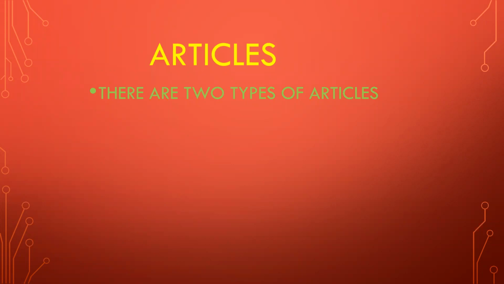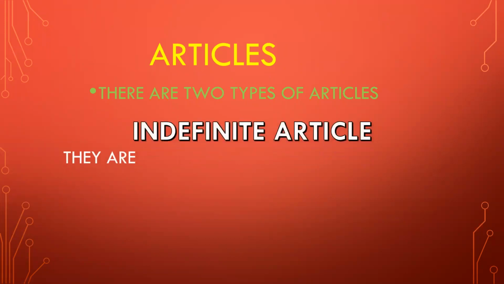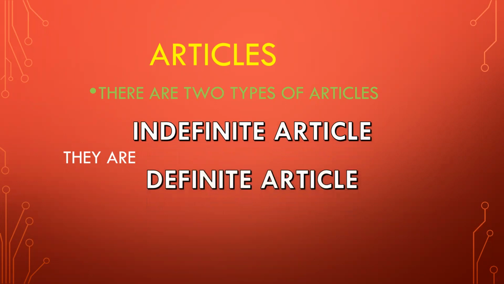There are two types of articles. They are indefinite articles and definite articles. So what are these? Indefinite articles are, of course, not definite, which means that we can use them anywhere we want. And definite articles are definite, which means that we can only use them for definite things. The indefinite articles are a and an. And the definite article is the.